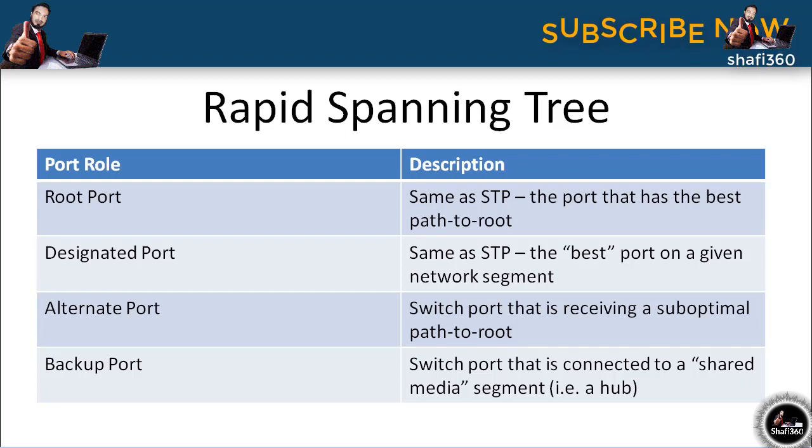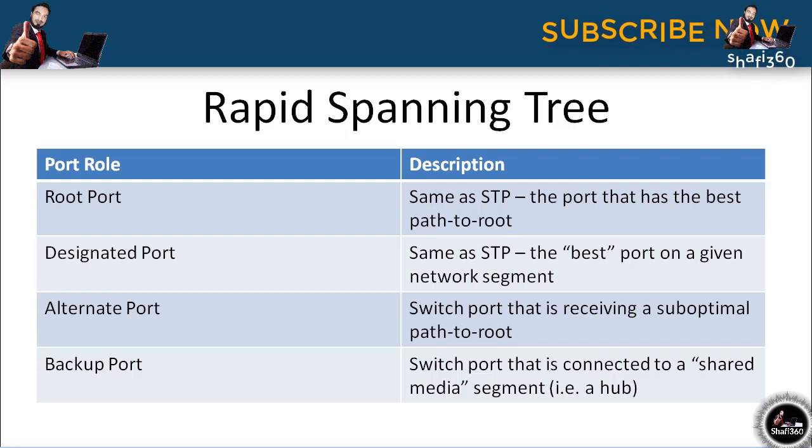And as you'll recall, rapid spanning tree uses the exact same criteria to determine the root and designated port. However, rapid spanning tree also introduces two other port roles. We have an alternate port and a backup port. Alternate port is the magic, if you will, of how rapid spanning tree converges so much more quickly. An alternate port is generally a discarding port. It's a switch port that's receiving a suboptimal path to root. Now this particular port type doesn't necessarily forward traffic for that segment. It does not necessarily have to be a designated port. It could be a discarding port. However, rapid spanning tree realizes I can still get to the root going through this alternate port.